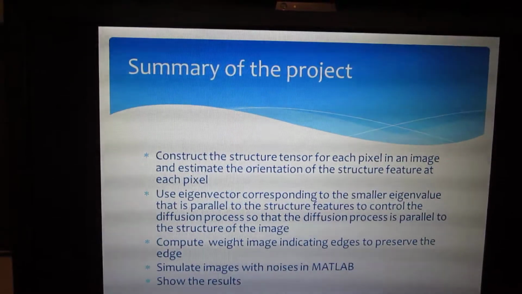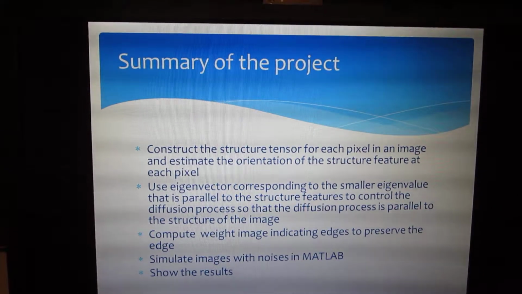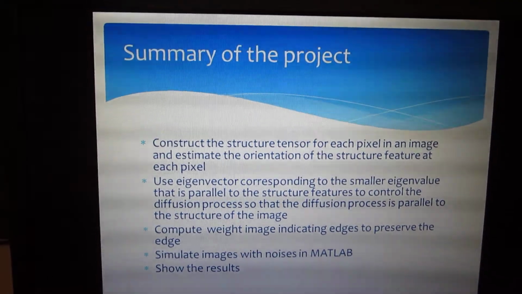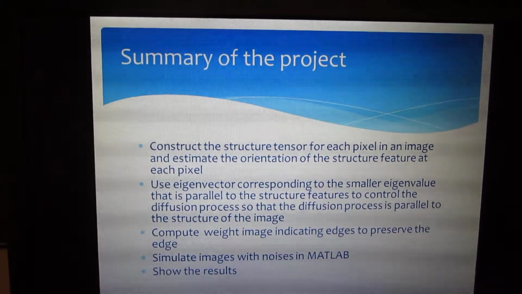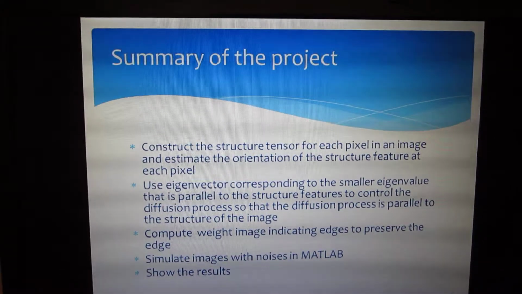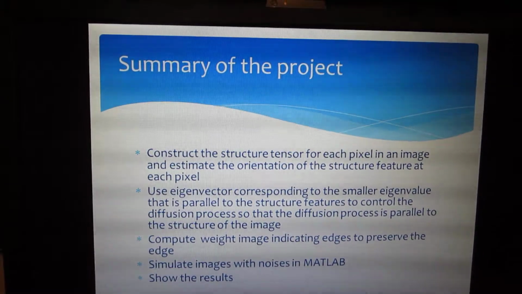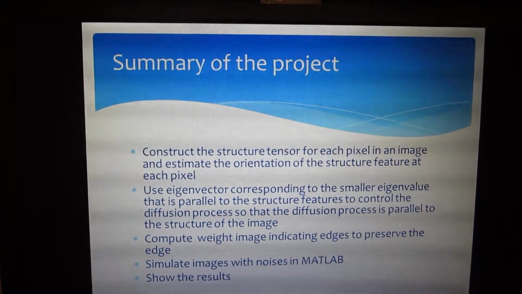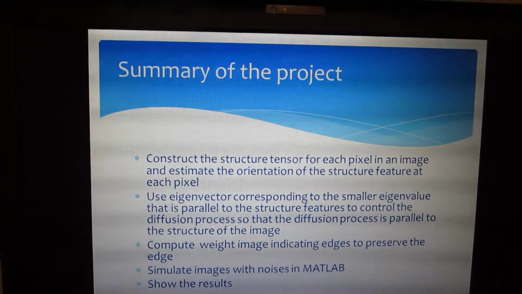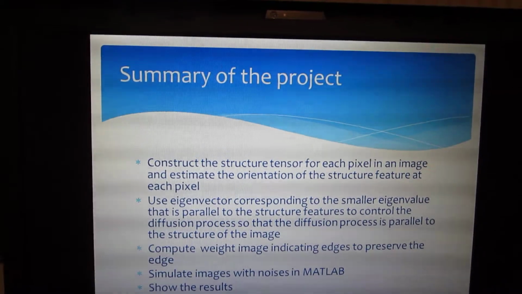For today's project, firstly, I will construct the structure tensor for each pixel in the image and estimate the orientation of the structural feature at each pixel. Then, we will get two eigenvectors corresponding to two eigenvalues. The eigenvector corresponding to the bigger eigenvalue is orthogonal to the structure. The eigenvector corresponding to the smaller eigenvalue will be parallel to the structure.